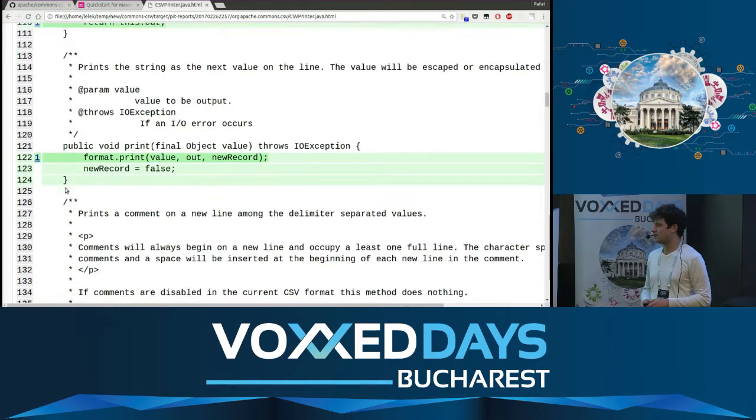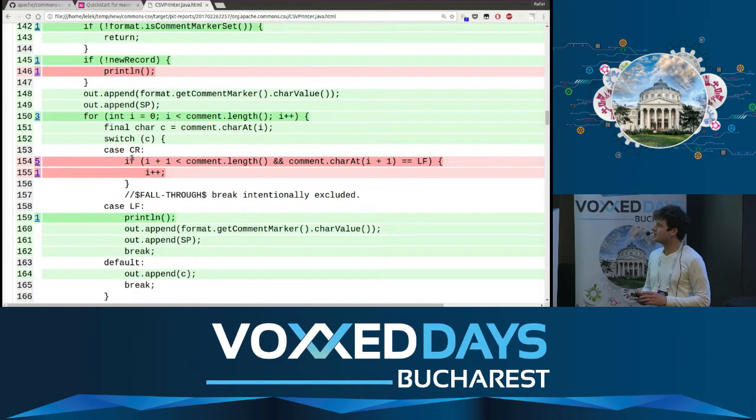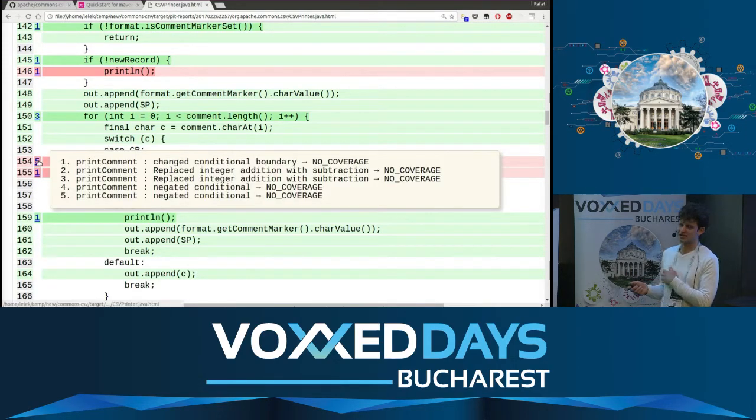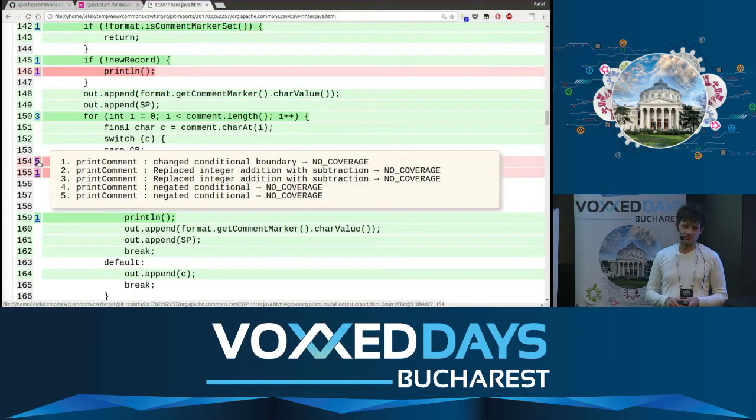You could go even further and see what happens. Okay, print line doesn't matter. But this looks interesting, because if the character is CR, so kind of end of line on the MacBook, I think, then this is not well tested at all. It created 5 mutants and all of them survived.